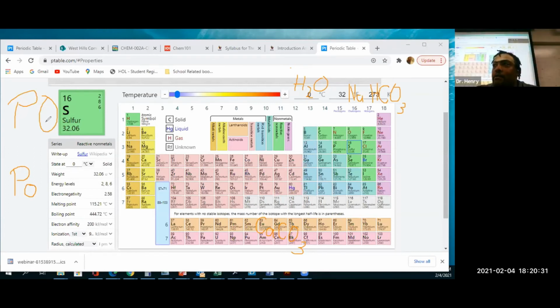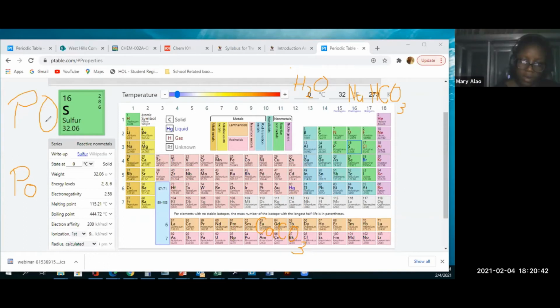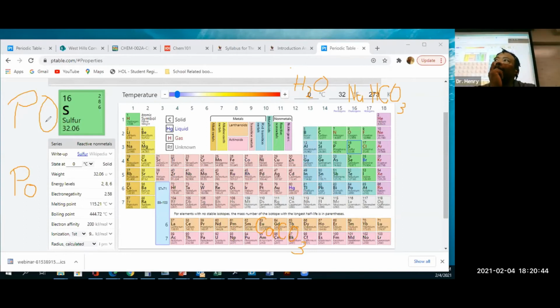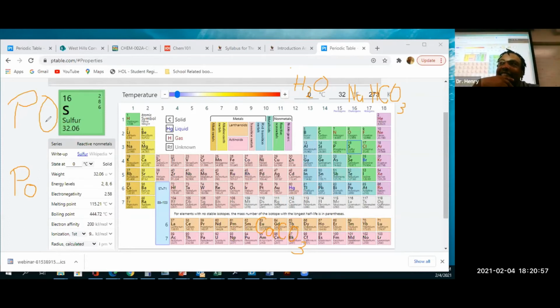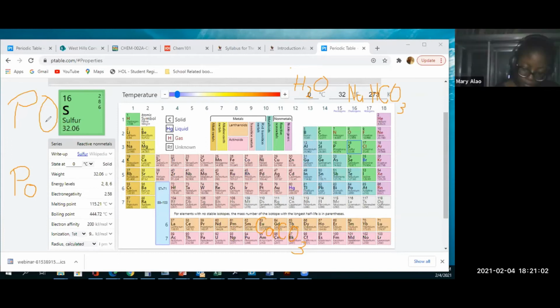Okay? So let's see how good you guys are at identifying the elements. Argon. What is the chemical symbol for argon? Ar. Okay. What about francium? Fr. Capital F, small r. Yes. Okay.